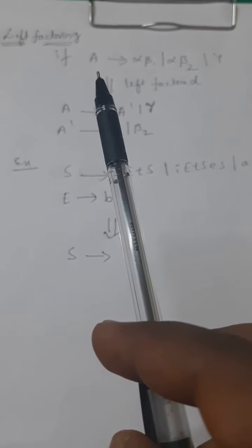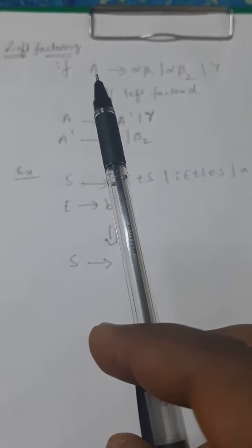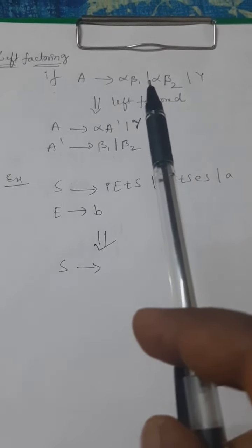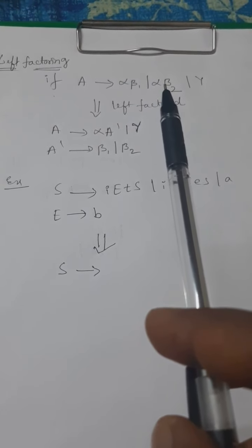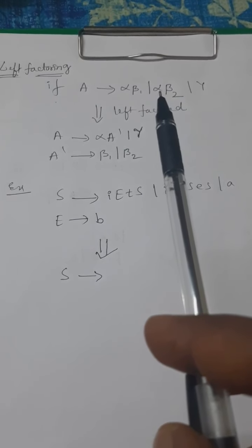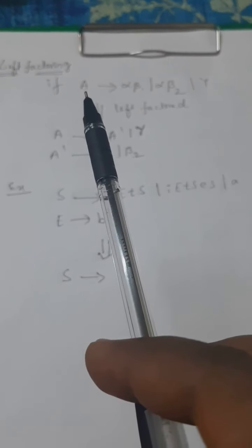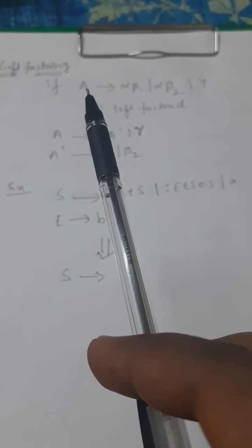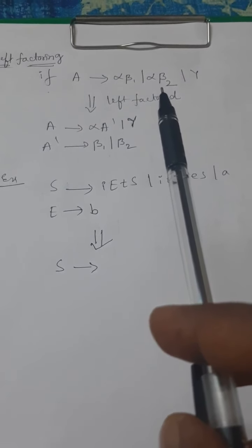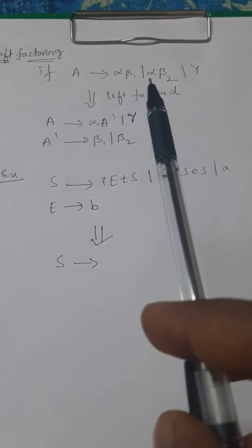Left factoring means that if A is a grammar symbol which produces more than one production, and these productions start with a common prefix, in this case alpha, then at the time of expansion the parser will be confused whether A should be expanded with the first production or with the second production, because both start with the string alpha.